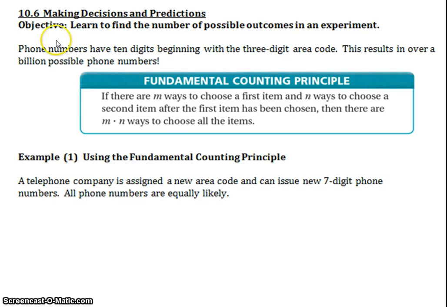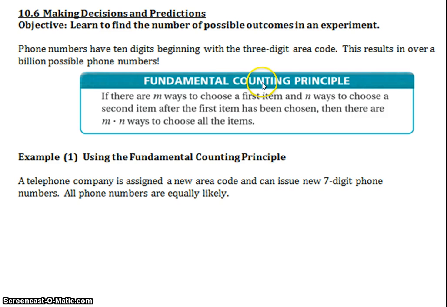Chapter 10, Section 6, Making Decisions and Predictions. The objective of this lesson is learning to find the number of possible outcomes in an experiment. Phone numbers have 10 digits beginning with a 3-digit area code. This results in over a billion possible phone numbers.